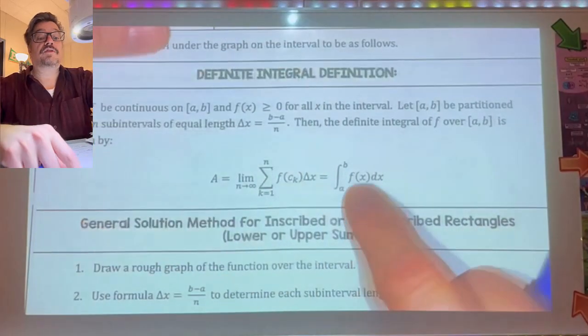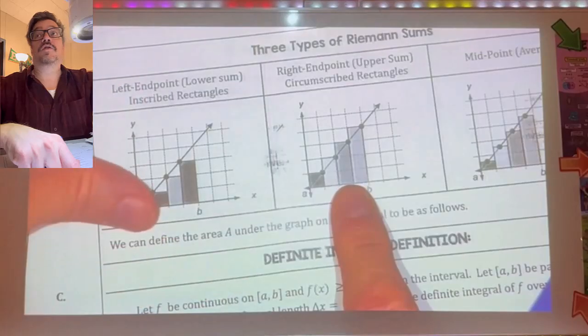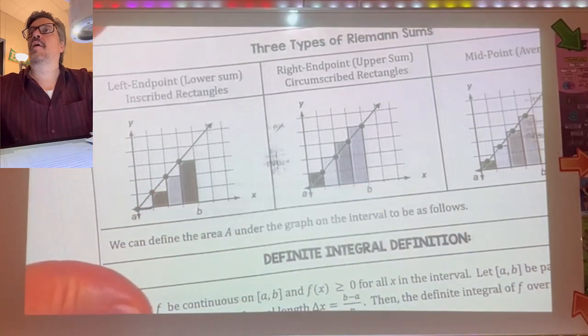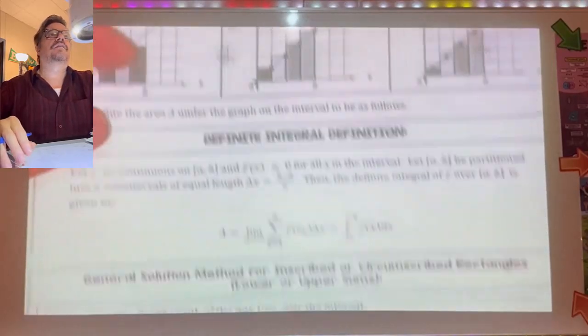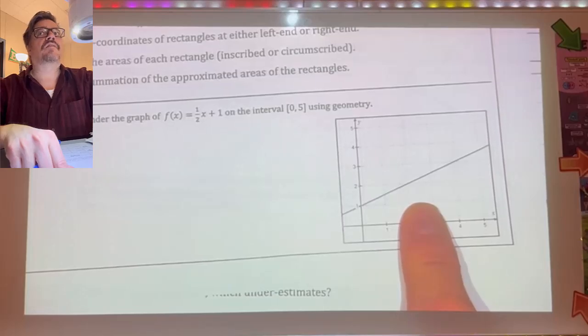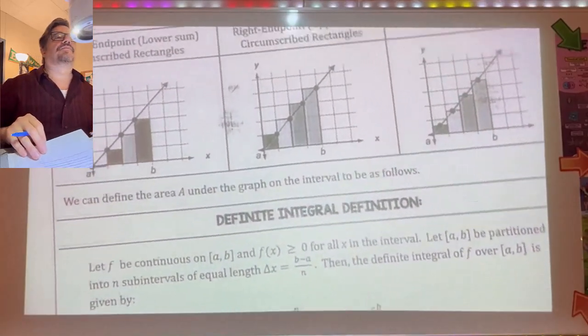Why would you do over and under estimates when you can figure that out? I totally agree with you. You wouldn't do it. But not everything is going to be a straight line, so we're kind of building towards breaking away from that. In fact, when we do this guy, we're going to figure out his exact area. We're not going to have an over and under.